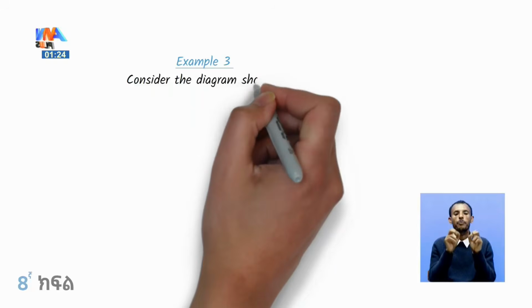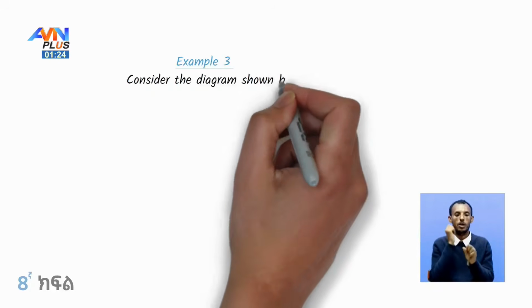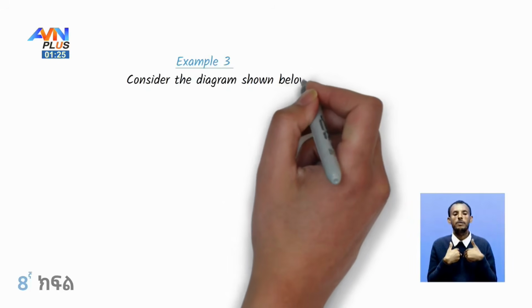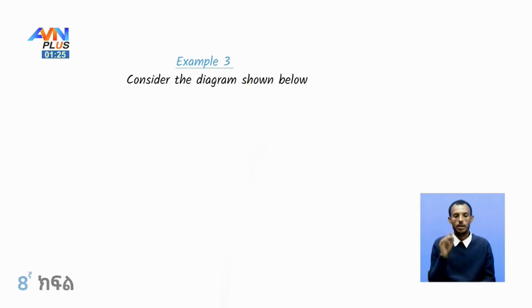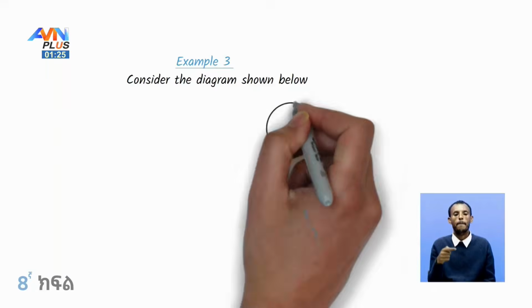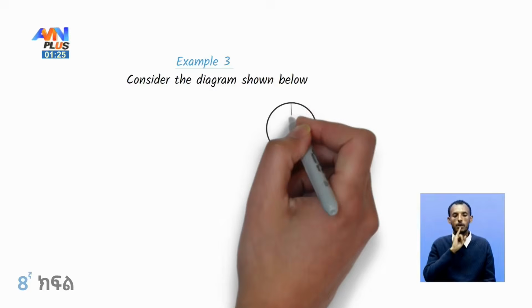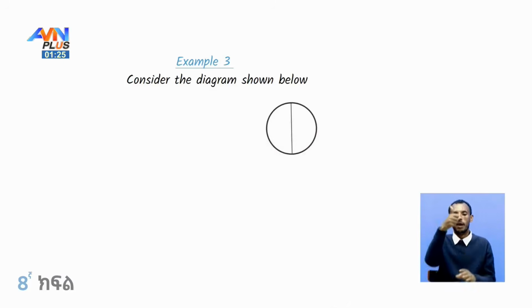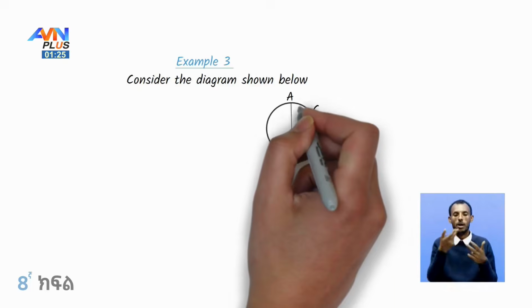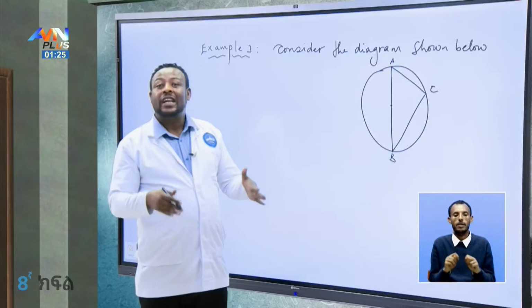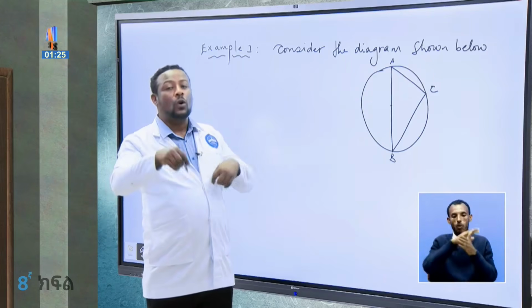Okay, here we do have a certain circle. Say AB is a diameter, the longest chord, and we have another chord. Say this is C, and connect A and C. Now we have an inscribed triangle. An inscribed triangle is a triangle with all the vertices on the circle.